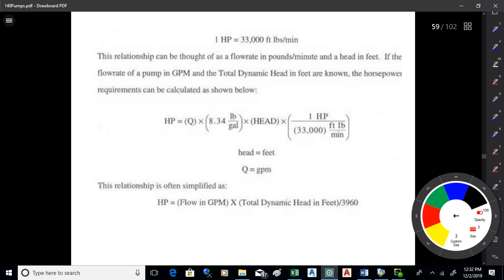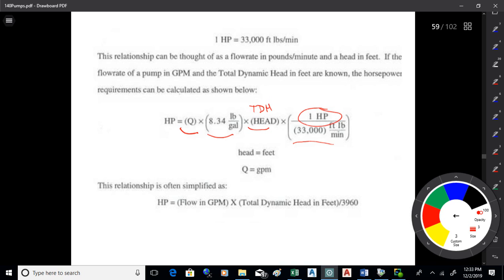So I've got this little formula here on page 143, the derivation of it. If you take Q in gallons per minute, convert it into pounds per minute by multiplying it by 8.34 pounds per gallon, that gets you pounds per minute. Then multiply that by the head, the TDH, which is the lift and the head loss added together, and you get foot-pounds per minute. If you then divide that by 33,000, you convert into horsepower.